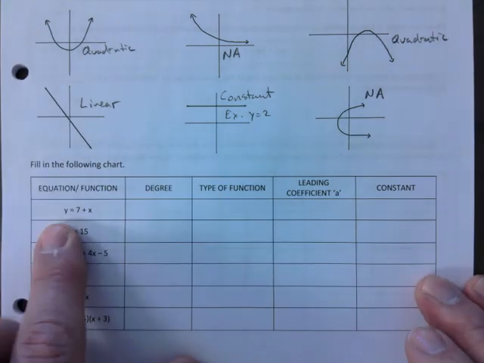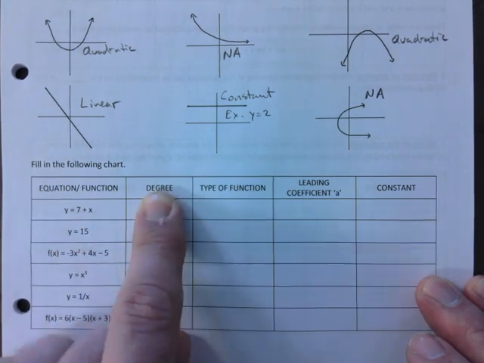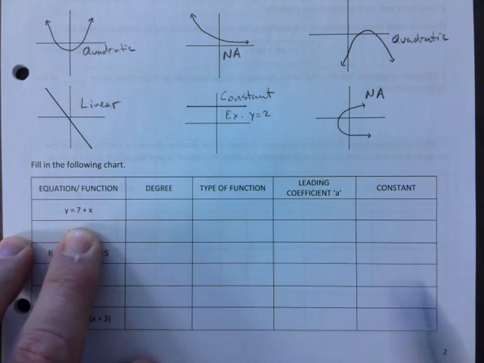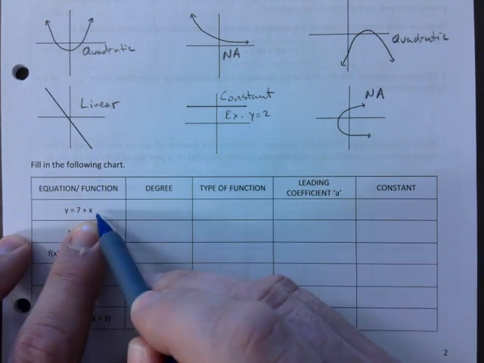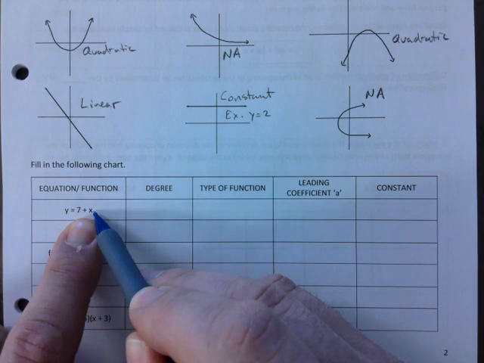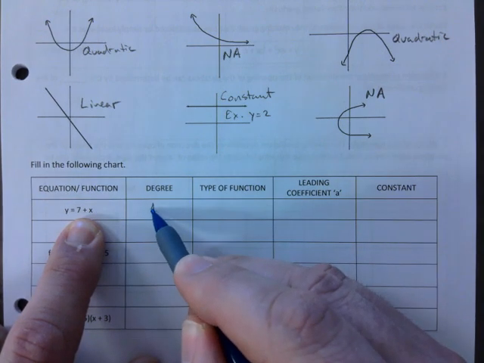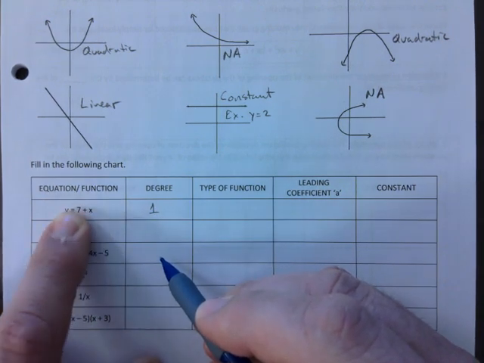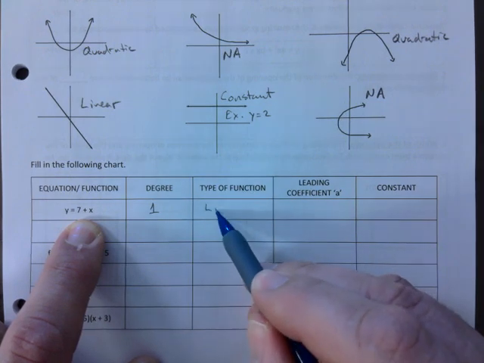Okay, so we're going to look at every single equation and fill out the rest here. For this one over here, you look for any variable. In this case, it's y and x. X, the greatest power is 1, so the degree of this whole thing is 1. Type of function, it would be linear.